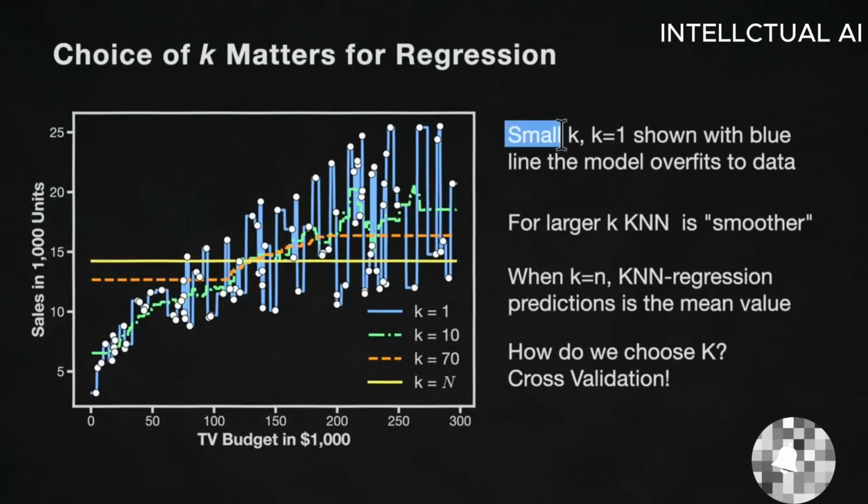For small k, k equal to 1, shown in the blue line, the model overfits the data. For larger k, the model is smoother, and when k is equal to n, the KNN regression prediction is the mean value. And how do we choose k? We use cross-validation.